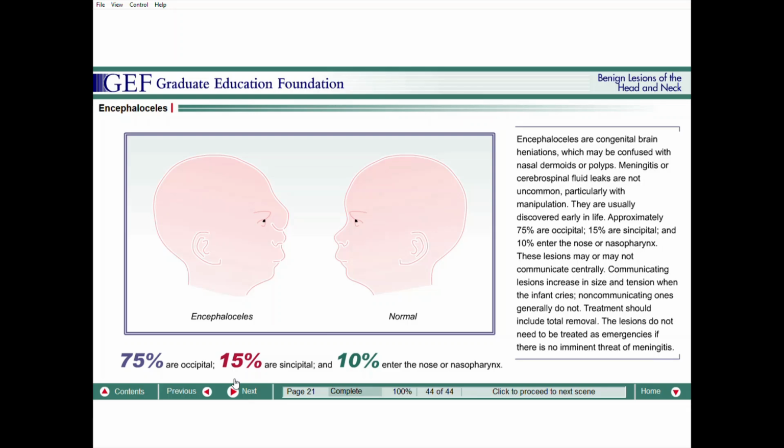Communicating lesions increase in size and tension when the infant cries. Non-communicating ones generally do not. Treatment should include total removal. The lesions do not need to be treated as emergencies if there is no imminent threat of meningitis.